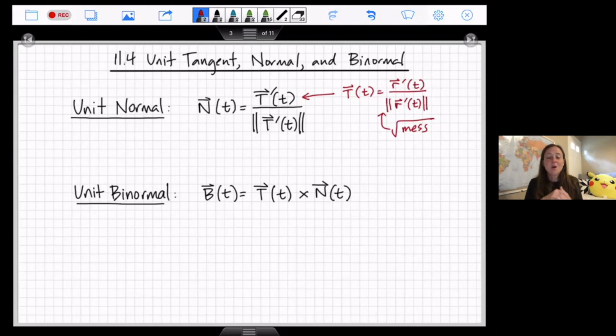All right, and then once you're done with that, how do you calculate the binormal? Remember, the binormal is orthogonal to both the tangent and the normal. You get that by crossing those two vectors. Remember that crossing two vectors gives you a third vector that's orthogonal to the two original vectors.